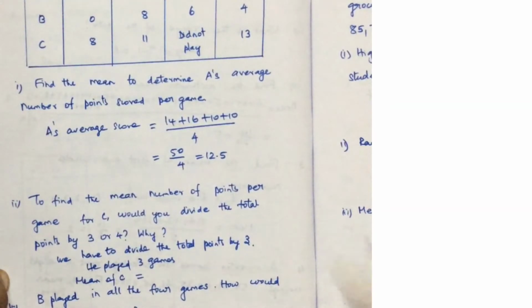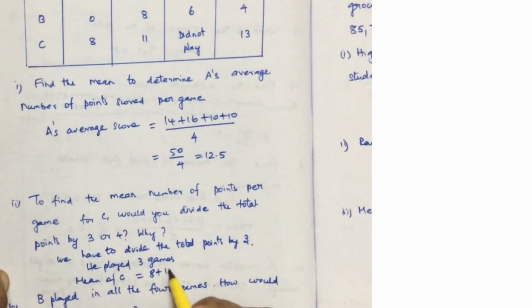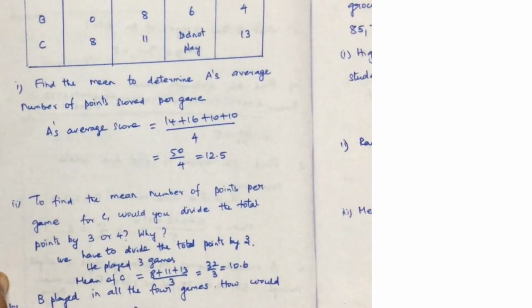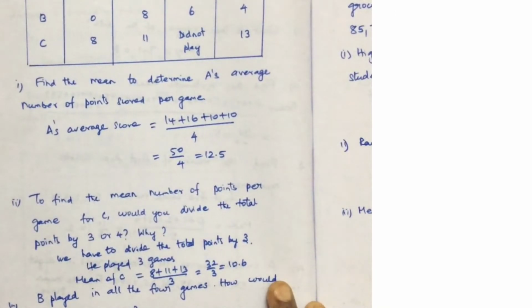Okay, so what is the mean of C? How will you do? 8 plus 11 plus 13 divided by 3, that is equal to 32 by 3, that is equal to 10.6. This is the mean of C. Okay, they didn't ask, but yet I am writing for the next question.